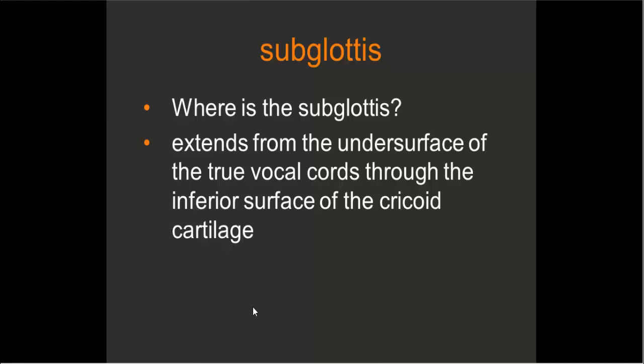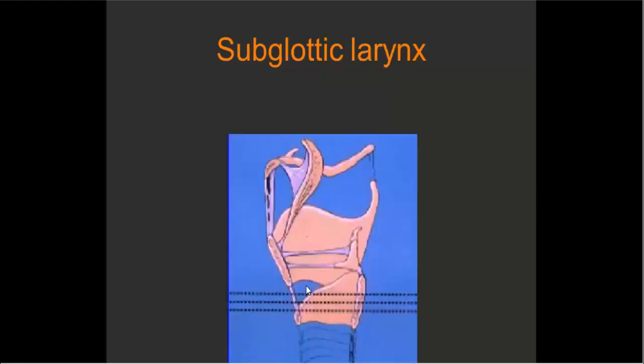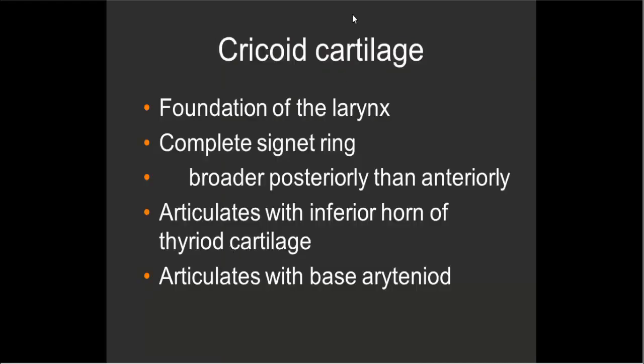The subglottic space: where is the subglottis? It extends from the undersurface of the true vocal cord to the inferior surface of the cricoid. It extends from here, from the undersurface of the true vocal cord, to the undersurface of the cricoid. This is the subglottic area. The cricoid cartilage is the foundation of the larynx. It is a landmark: when we see an axial section of the neck, we search for the larynx.